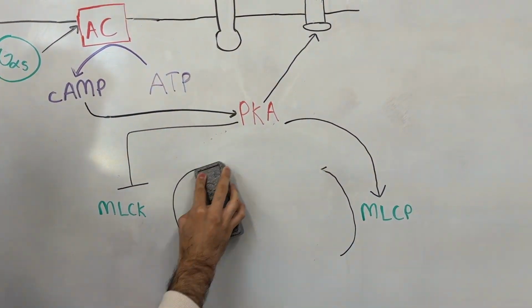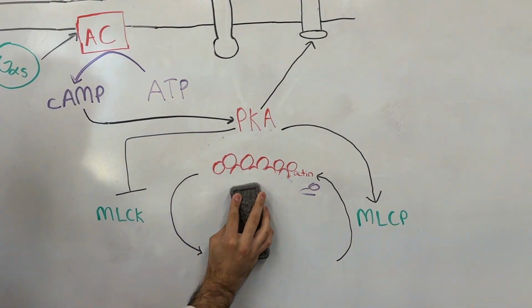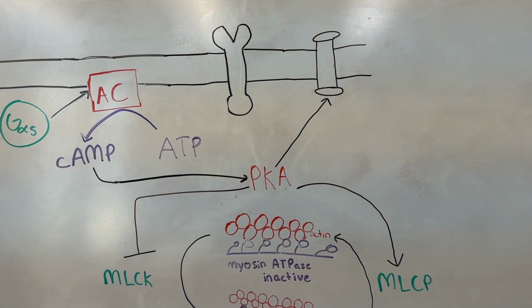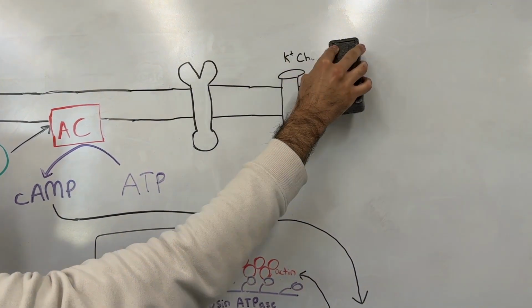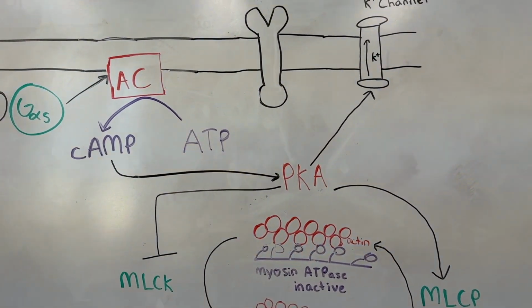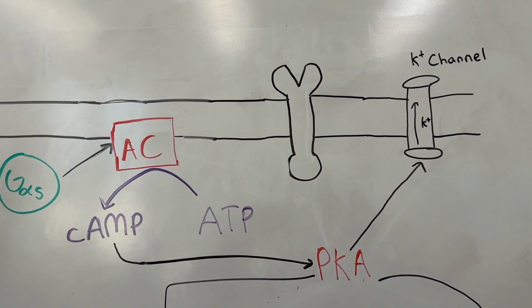MLCK phosphorylates myosin using phosphate from ATP, while MLCP cleaves the phosphate off myosin. Dephosphorylated myosin has an inactive ATPase, meaning it can form cross bridges with actin, leading to relaxation of the smooth muscle. PKA can also phosphorylate potassium channels to activate them, leading to more potassium efflux of the cell, and thus a more negative membrane potential, turning off L-type calcium channels. Therefore, the net effect of the GS pathway is relaxation of smooth muscle.